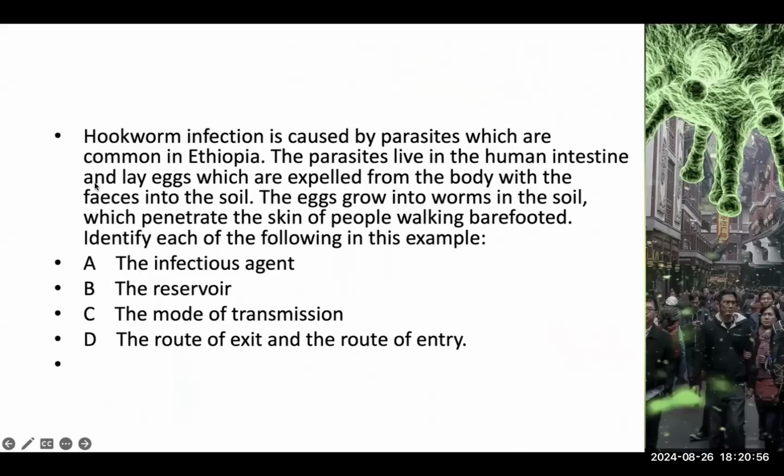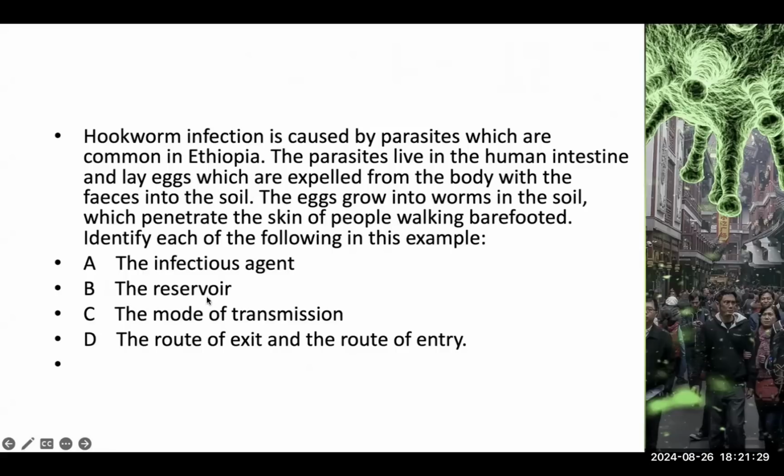So this is an example of case analysis. Okay, hookworm infection is caused by parasites which are common in Ethiopia. The parasites live in the human intestines and lay eggs which are expelled from the body with the feces into the soil. Okay. The eggs grow into worms in the soil which penetrate the skin of people walking barefooted. Now, we identify each of the following in this example. So infectious agent. So what do you think is the infectious agent for this one? So if you answered hookworm or helminths, then you're correct.